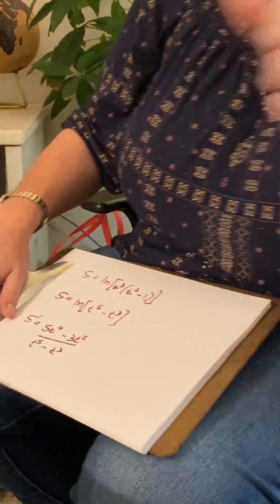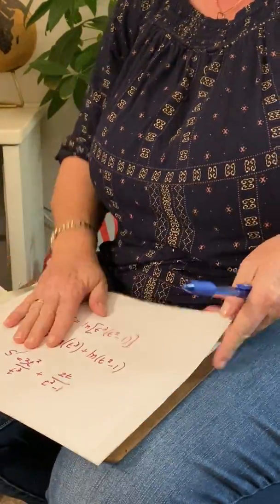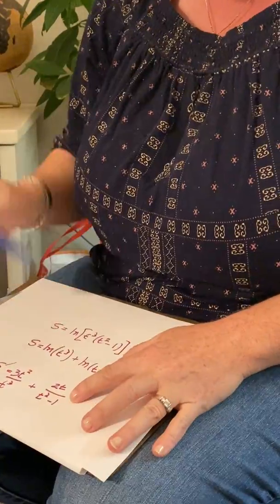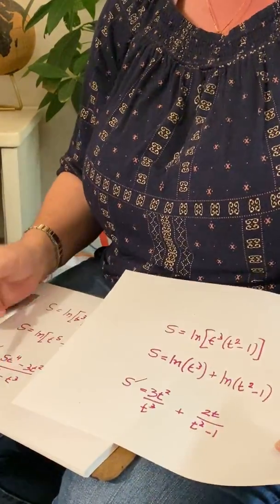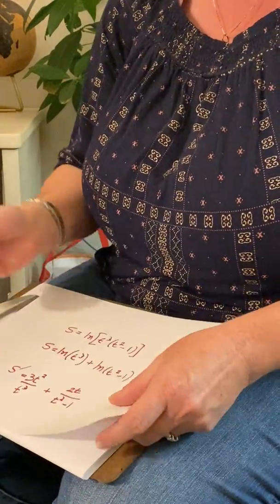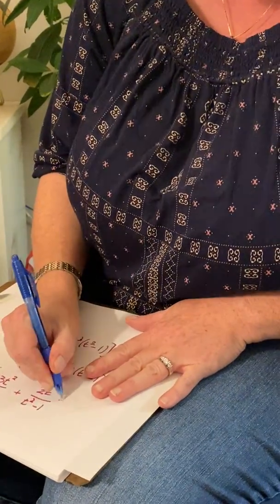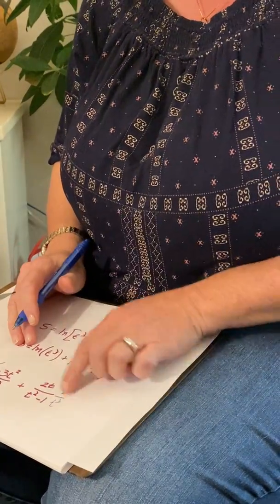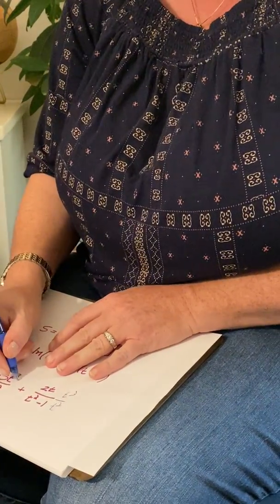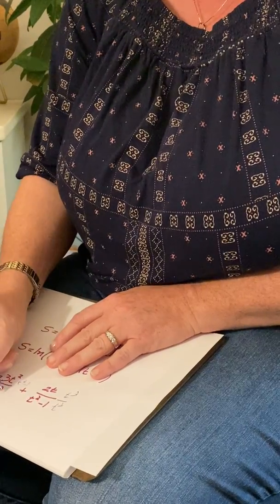I like what you did there. That makes more sense to me than this one, because I'm doing two different steps. This, we need a common denominator, right? So I'm going to give this a common denominator. This needs t cubed divided by t cubed to get the common denominator. This needs t squared minus 1 over t squared minus 1.